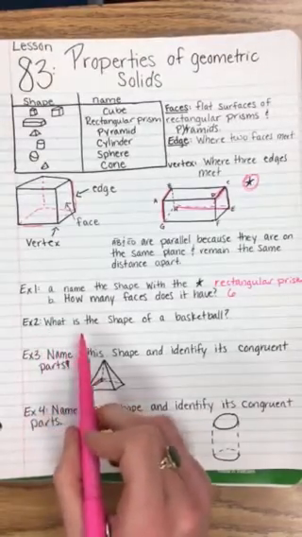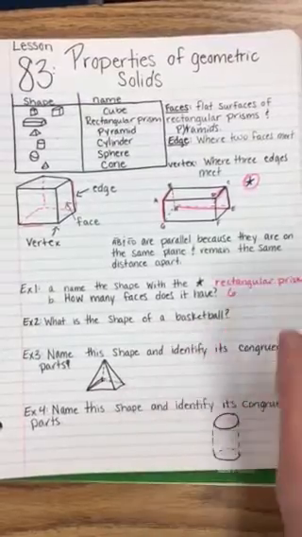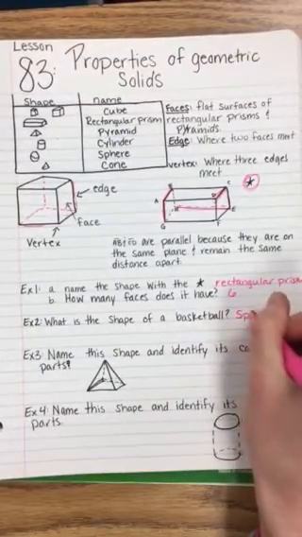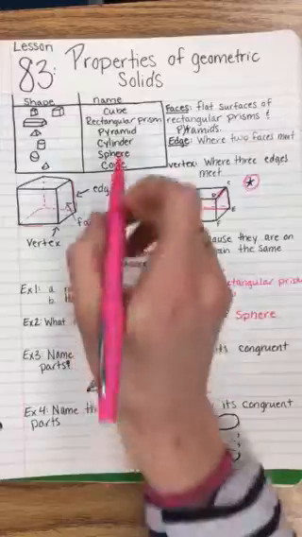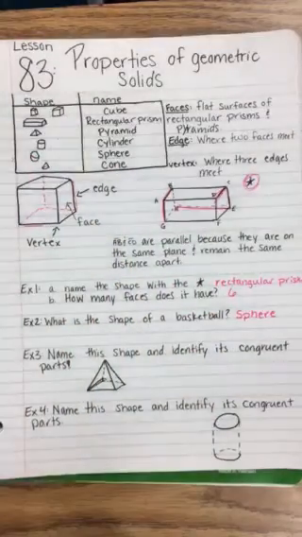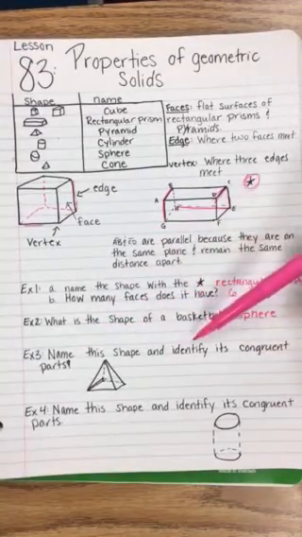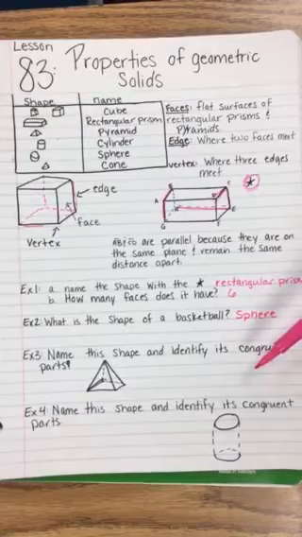Example 2, what is the shape of a basketball? The shape of a basketball is a sphere, because it looks round, but it's 3D, like a ball. That's called a sphere.